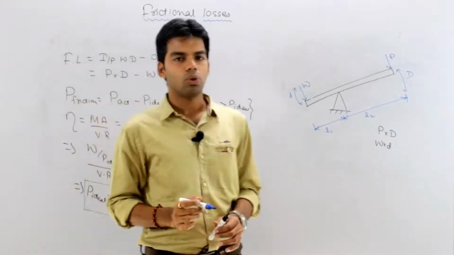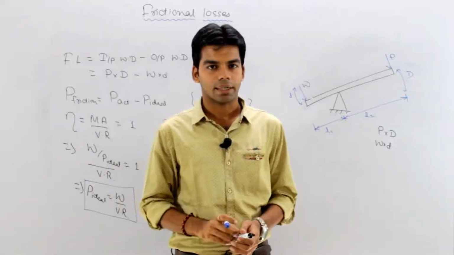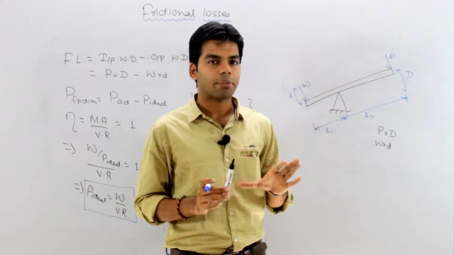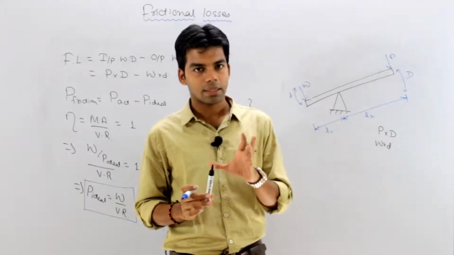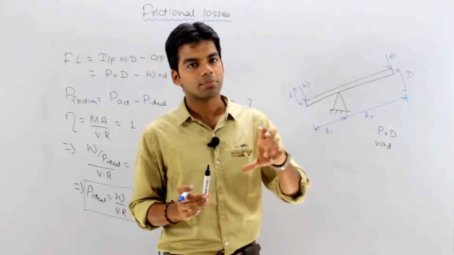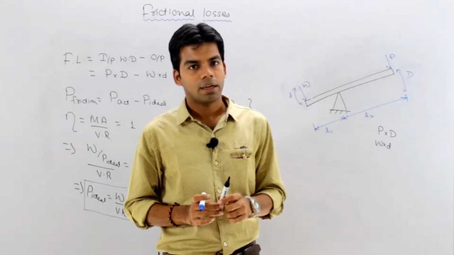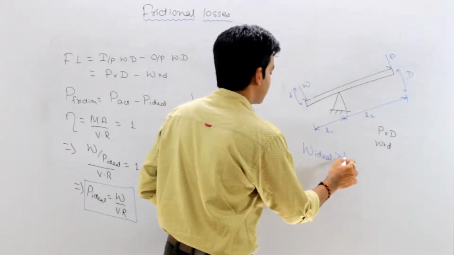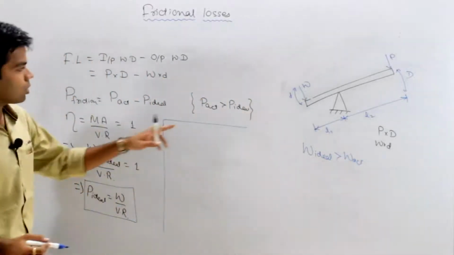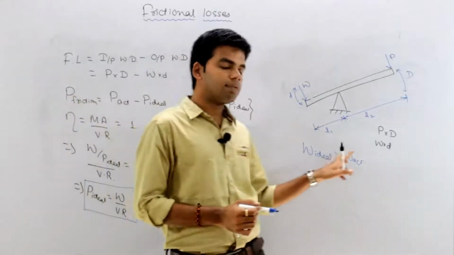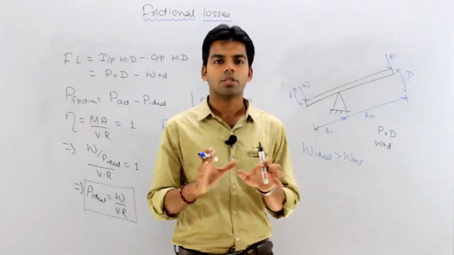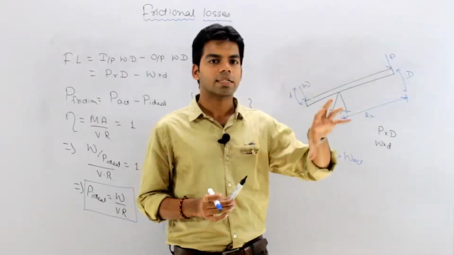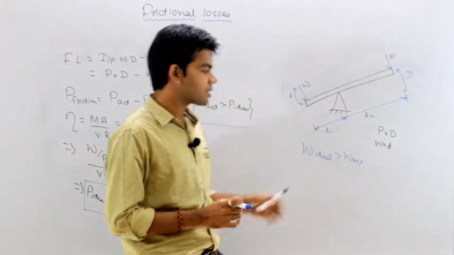Okay, now coming to the load part. What will happen to the load to be lifted if the friction is acting? Now if the friction was not acting, obviously this machine would have been capable of lifting more load. And if the friction is acting, this machine will obviously lift less load. This means that W ideal will obviously be greater than W actual. P ideal was less than P actual, but W ideal will be greater than W actual. Why? Because if the friction is not acting, then this machine would have been capable of lifting more load, and if the friction is acting, it is actually lifting less load.